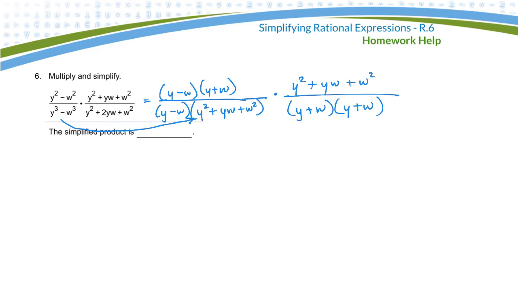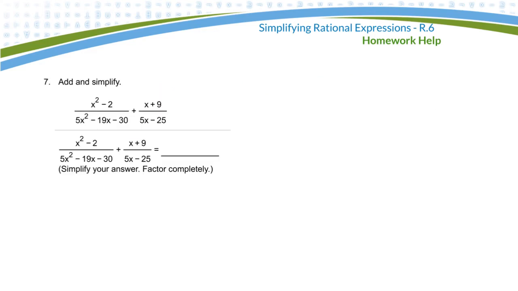Okay, factors of 1 that I can eliminate. There's a y plus w, y plus w. There's that whole thing is the same on top and the bottom. Y minus w, y minus w. I think that's it. So on the top, I don't have anything, so we'll say it's a 1. And on the bottom, I just have y plus w. Factor, factor, factor. Next question.